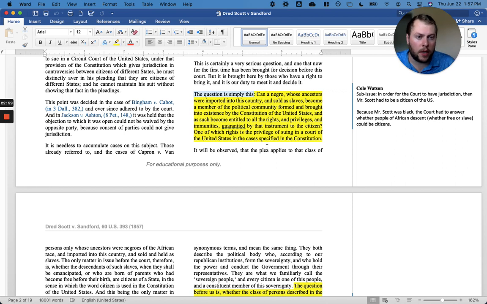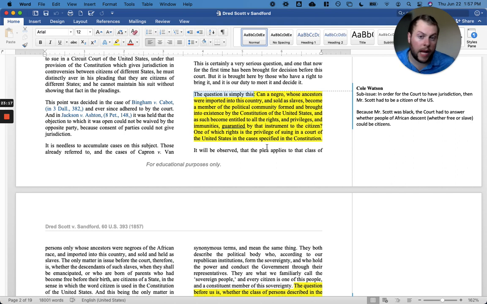So that's the question now, is whether Mr. Scott, who's a black man, descendant from Africa, a slave or a former slave, depending on which side of that divide you're on, would be a citizen.